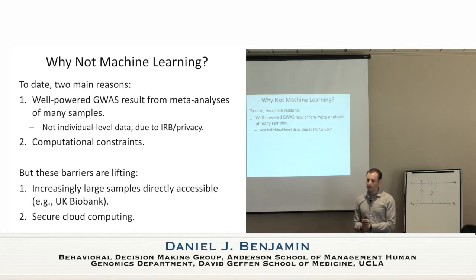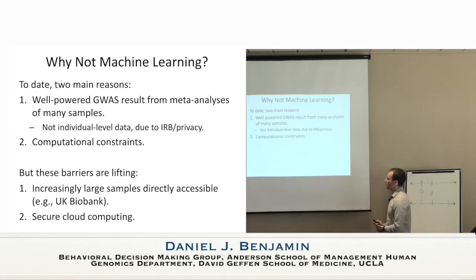One is that, at least until very recently, the well-powered GWAS have been the result of doing meta-analysis across many samples. That's how you got big enough sample sizes to be able to do GWAS that was reasonably powered. And you usually can't get access to the individual level data to literally pool the data across data sets because of IRB and privacy restrictions. So you have to run GWAS in each of the data sets and then meta-analyze. And the machine learning methods don't work when you're doing that.